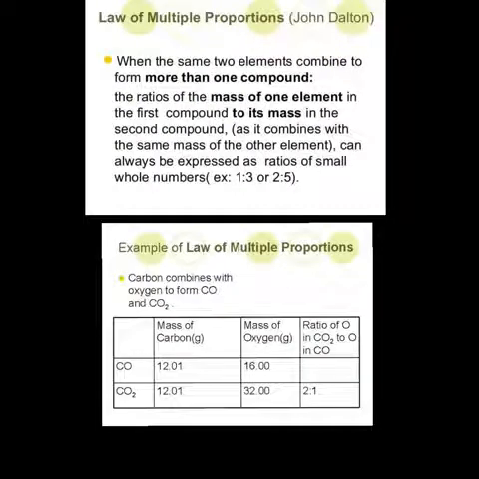Another law is law of multiple proportions, which was given by John Dalton. He said when the same 2 elements combine to form more than one compound, the ratio of the mass of one element in the first compound to its mass in the second compound can always be expressed as ratio of small whole numbers. As the example is given, carbon combines with oxygen to form carbon monoxide and carbon dioxide.